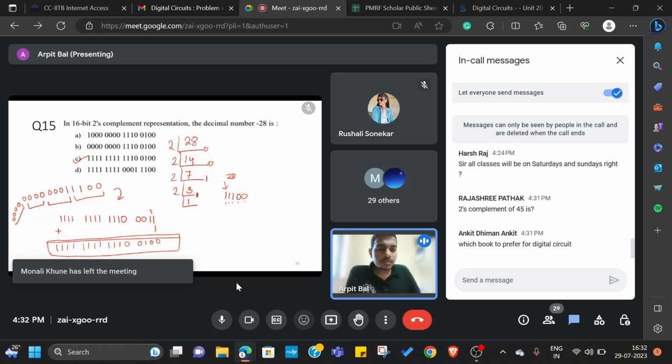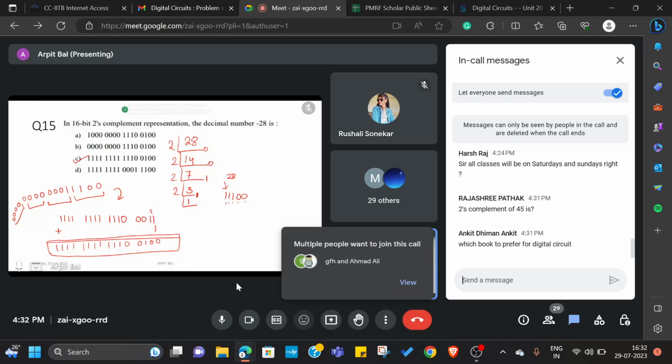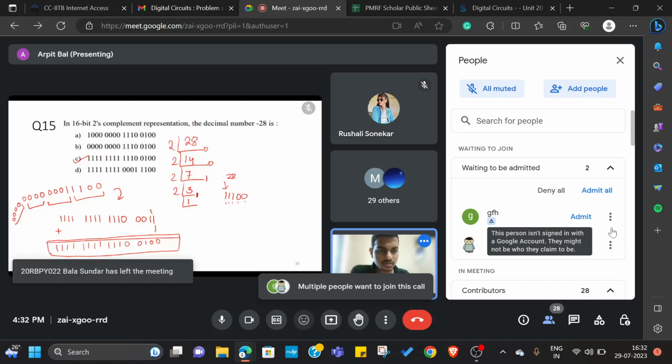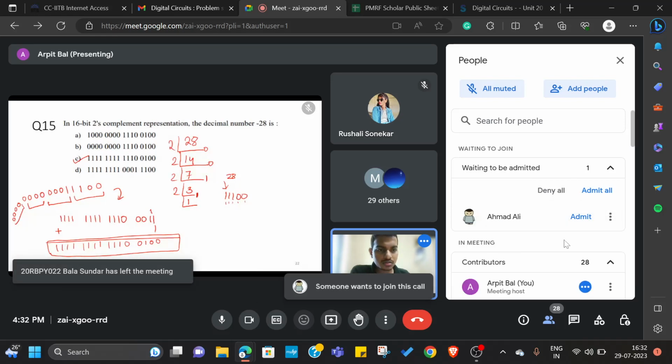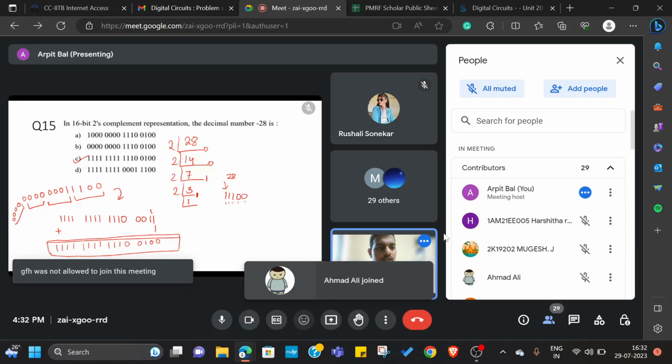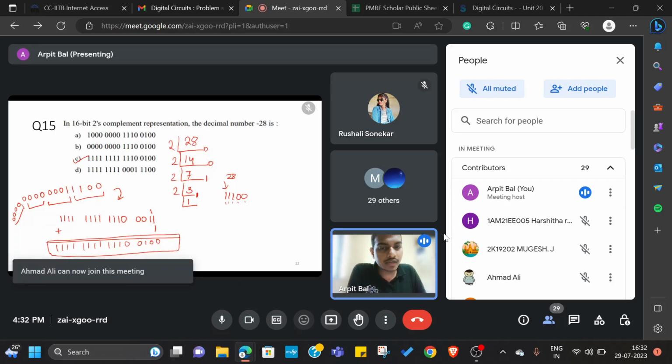Okay, 2's complement of 45 is, yeah, the thing that we solved was for minus 45. Yeah, so this complement representation is especially useful for representing negative numbers.